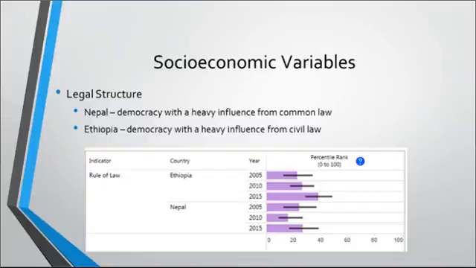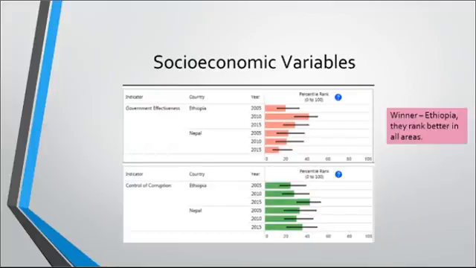Both countries are democratic. However, Ethiopia has a heavier influence from the civil law, and Nepal has a heavier influence from common law. Ethiopia ranks better than Nepal in rule of law. Ethiopia has a better control on corruption and also has a more effective government compared to Nepal.